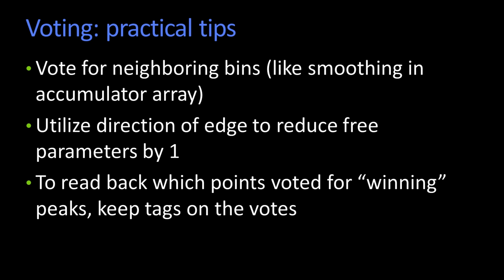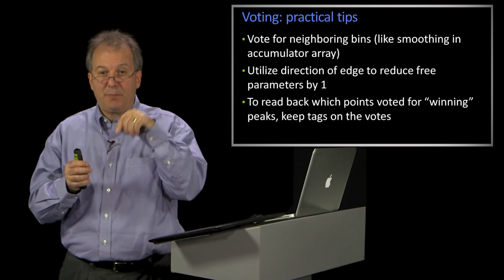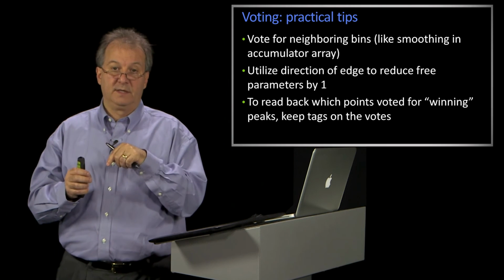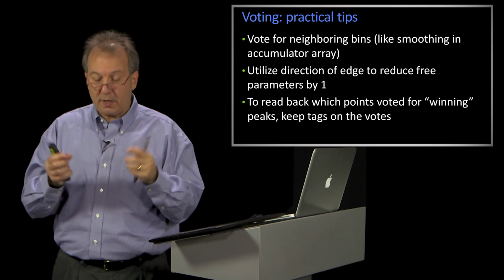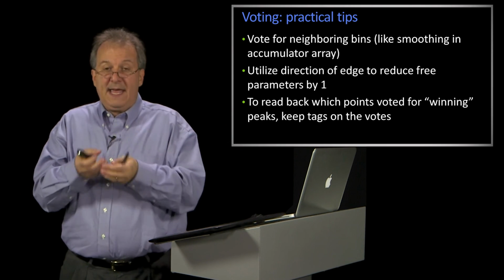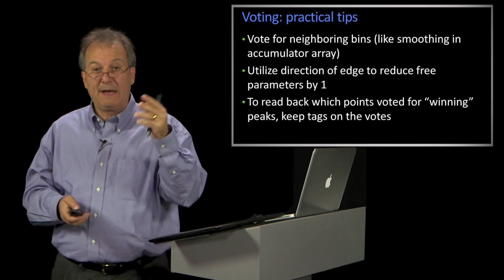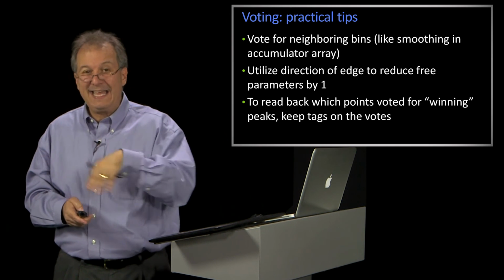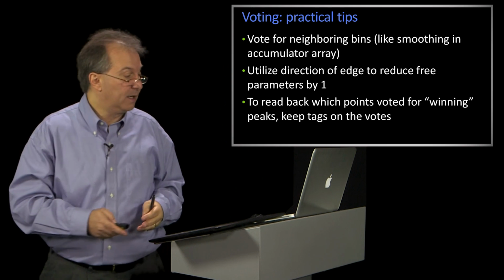You could have, when you voted in those buckets, in those bins, you could have kept track of every point that voted for that bucket. And then once you have a winning bucket, you go and you look in that bucket, and there's the list of points that voted for it. And that way you could find the points in the edge image that actually selected that object.